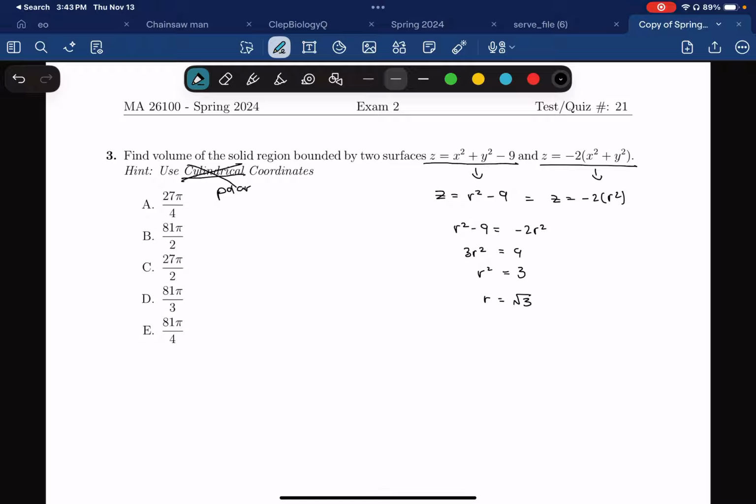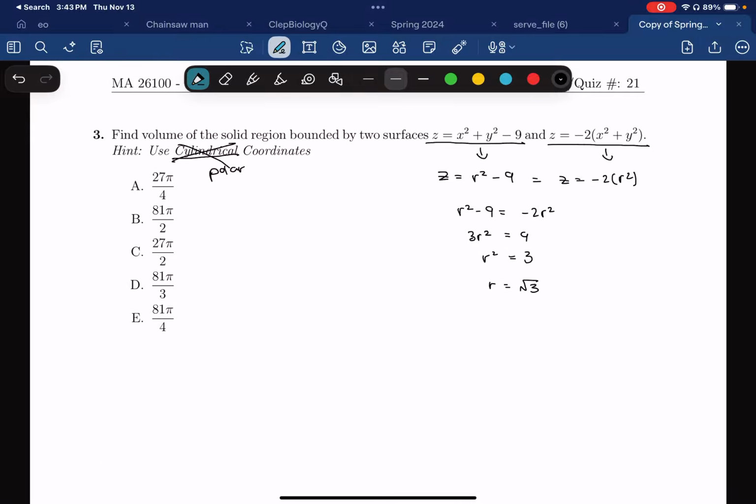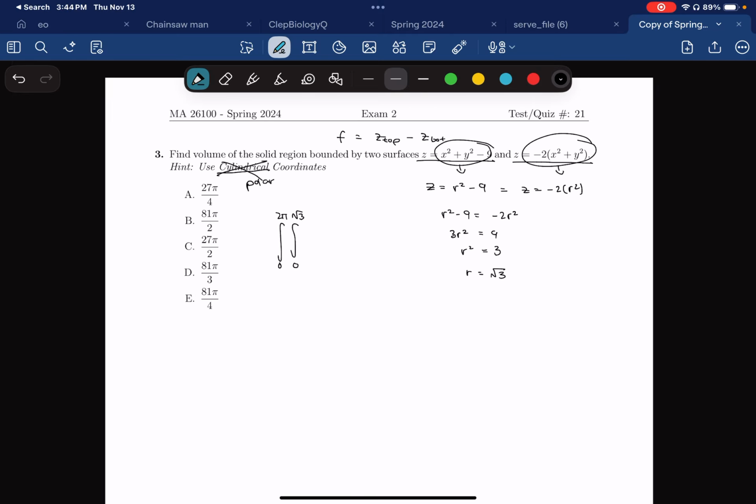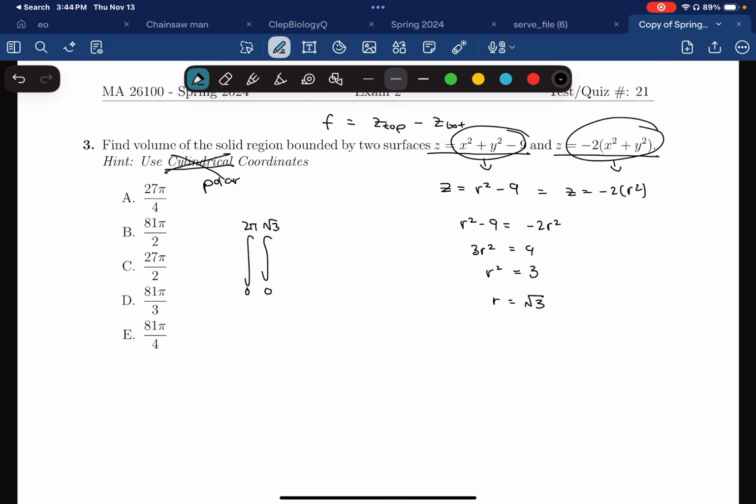That is our radius. Now, for theta, these are just two circles. So we know that our theta will just be from 0 to 2 pi, while our r is from 0 to square root of 3. Now, how do we find our f value? Well, that'll just be z, the top z, minus the bottom z. So which one's the top, which one's the bottom? That's pretty easy. We just plug in a value.